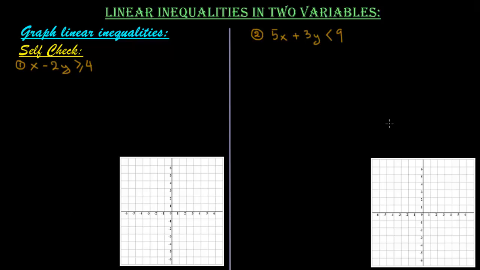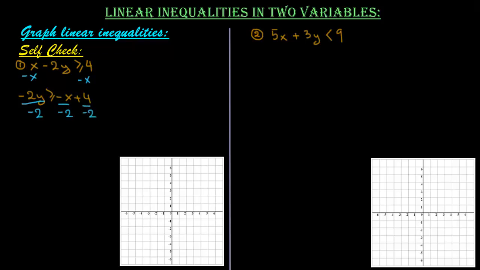So I believe you have your answer already. Let's go over each of them and see if we have the same answer or not. First of all, we need to isolate the y, so subtract x on both sides. We will have negative 2y greater than or equal to negative x plus 4. Then we need to get rid of the negative 2y by dividing all the terms by negative 2.